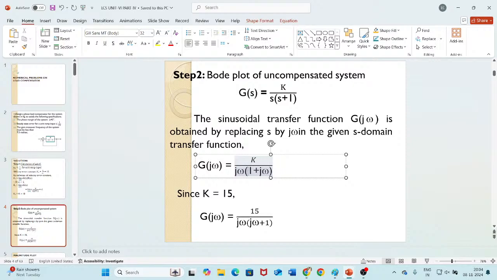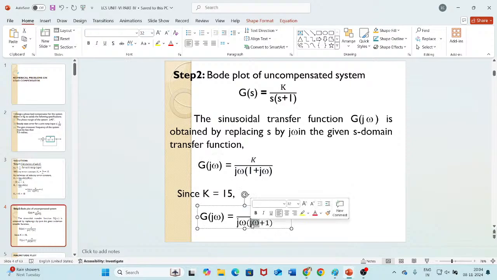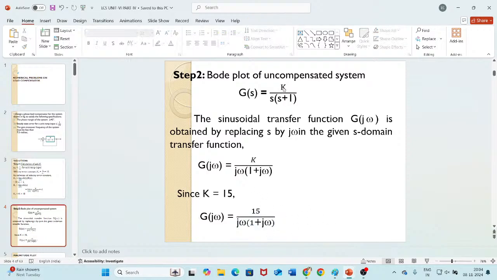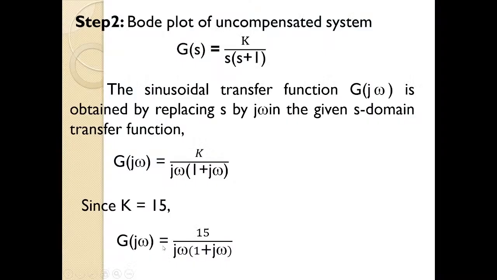If you replace s by j omega, so this is what you will get. So it is k by s into s plus 1. I want it in the basic 1 plus omega t term, or 1 plus st form. So I have simply shifted the positions of s and 1 plus s. Instead of writing s plus 1, I have written 1 plus s. Now if we replace s by j omega, so instead of s, write j omega. So I have got 1 plus j omega.